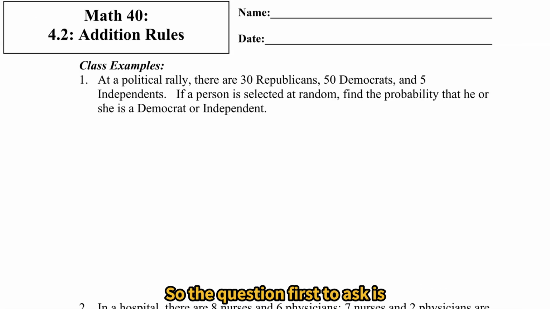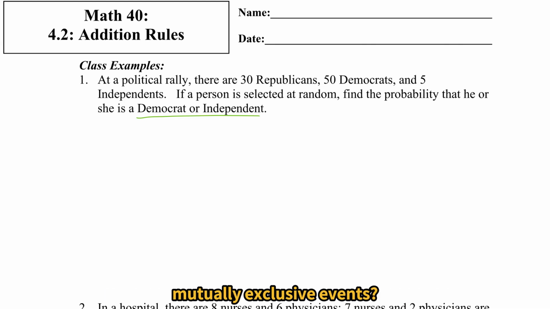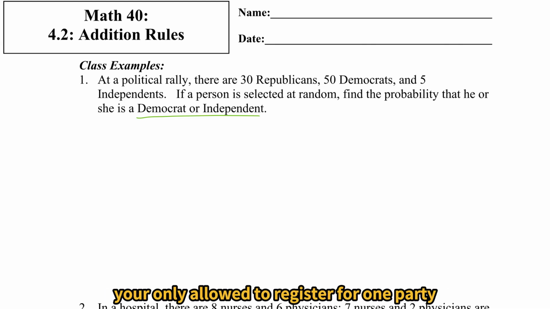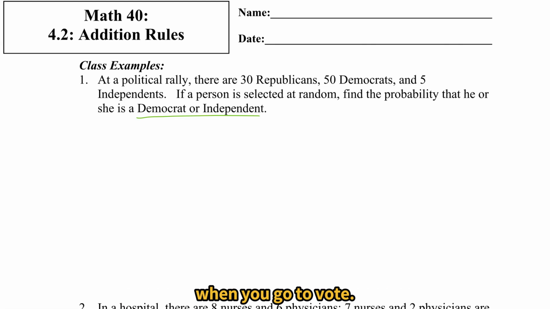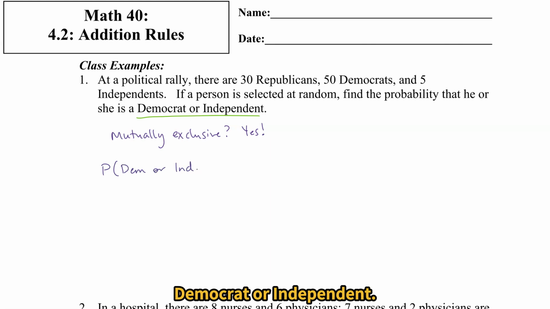So the question first to ask is, are these events mutually exclusive? Is being a Democrat and being an independent mutually exclusive events? And they are. You're only allowed to register for one party when you go to vote. So they are mutually exclusive. You can't be both. So then we can create the probability, Democrat or independent.